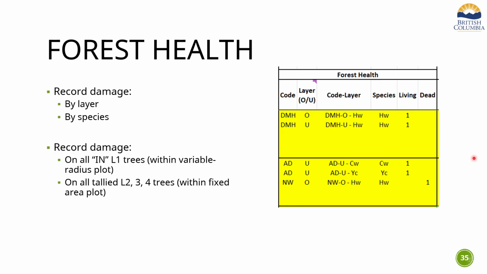Similarly, if you have a damage agent that has affected multiple species in your plot, you will record the damage by species, so it'll take multiple rows. So we have that here. We have deer damage, 1 row for cedar, 1 row for cypress.